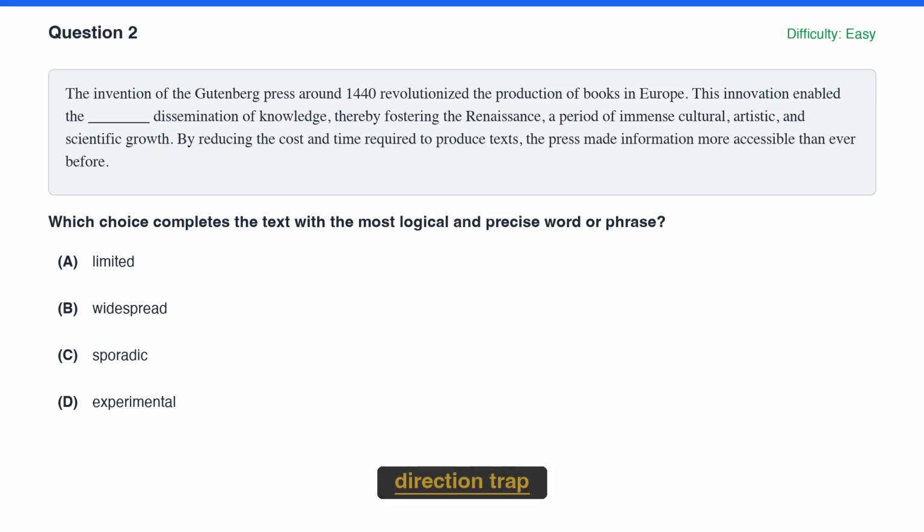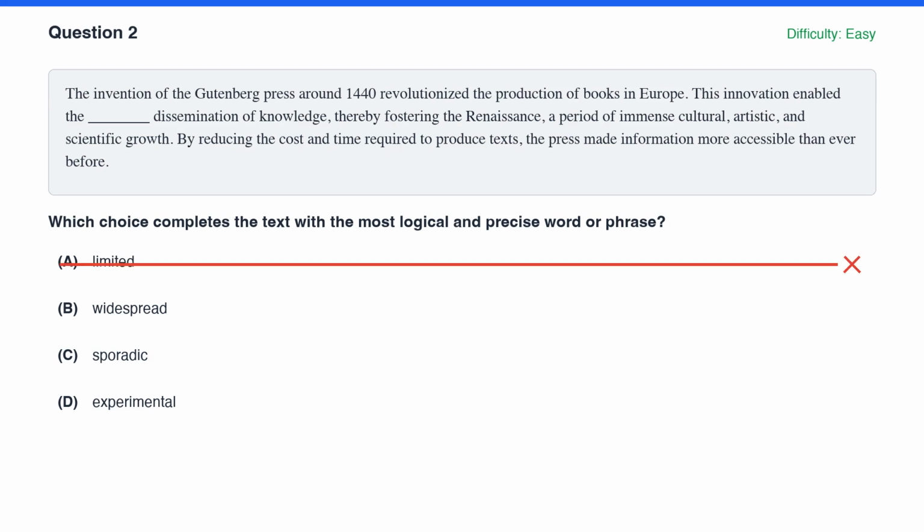Choices. Choice A, limited, direction trap. This is the opposite of what the passage describes. The press expanded access. Cross it. Choice C, sporadic.